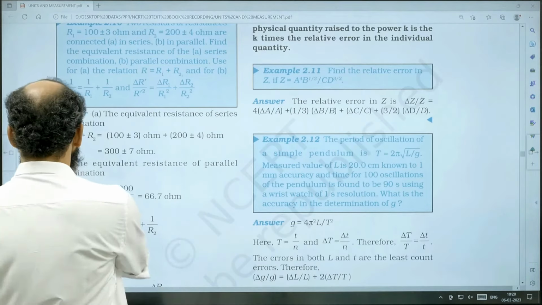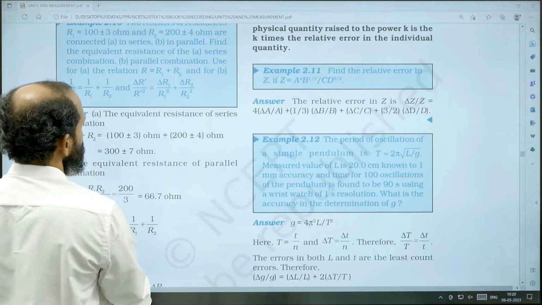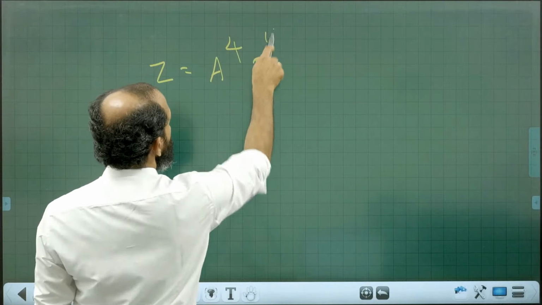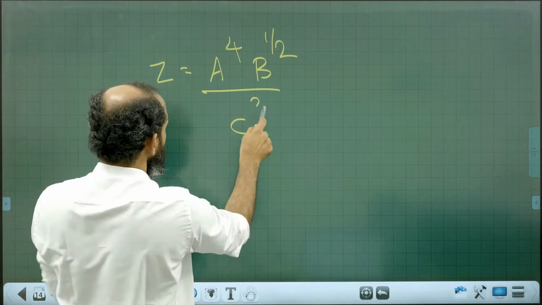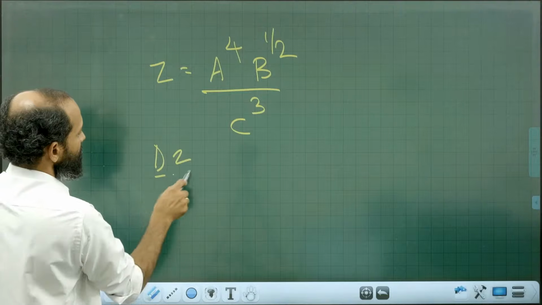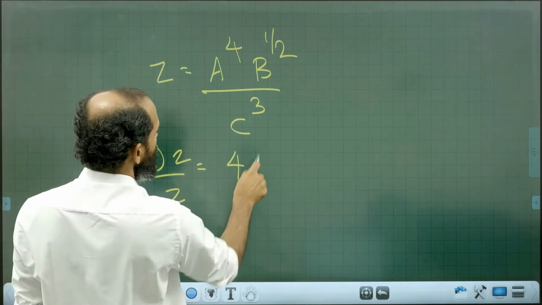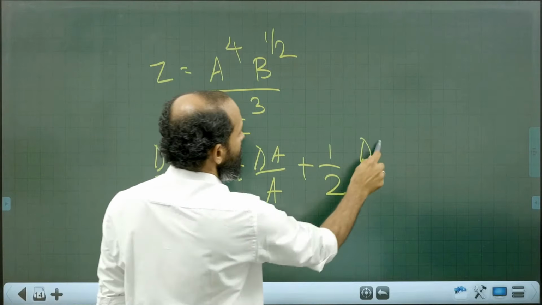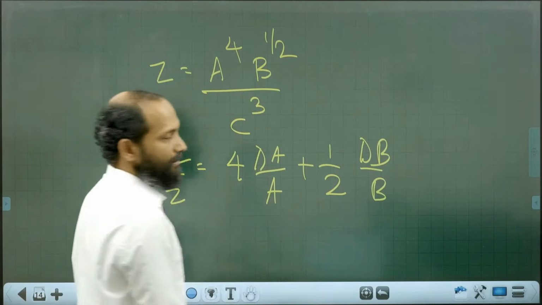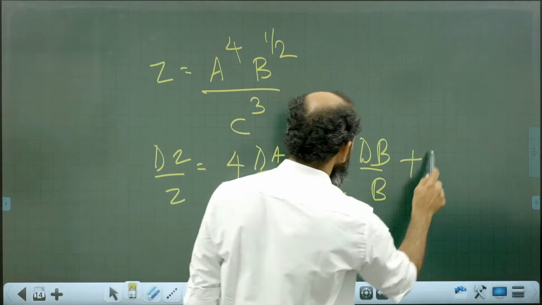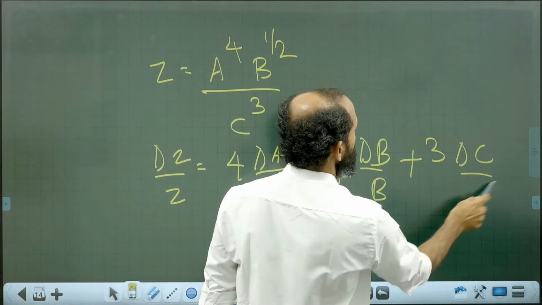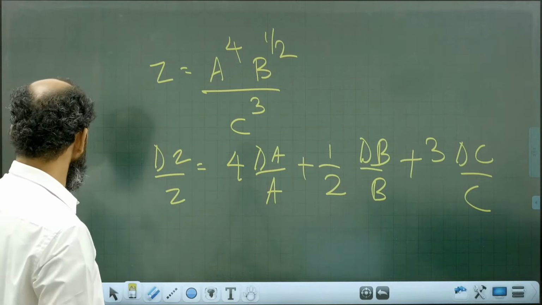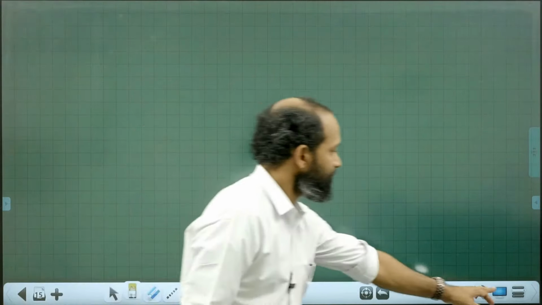Whenever you get combinations of errors, for example, Z is equal to A raised to 4, B raised to half, divided by C cube, delta Z by Z is equal to 4 times delta A by A plus 1 by 2 times delta B by B plus 3 times delta C by C. This is the way by which you have to get errors.